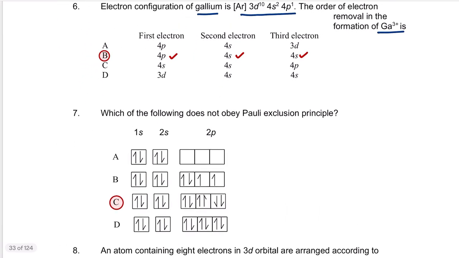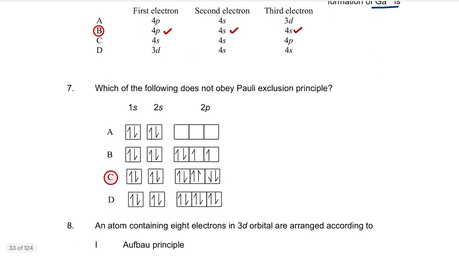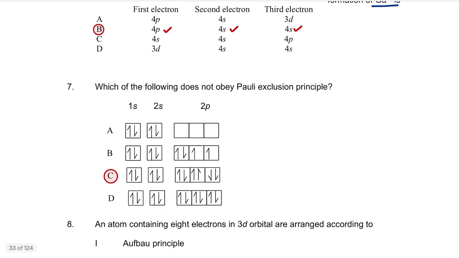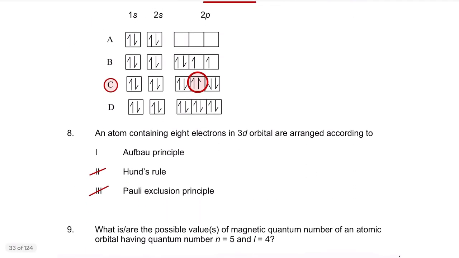Alright, next question. Which of the following does not obey Pauli's exclusion principle? So what do we have here? Pauli's exclusion principle says that no 2 electrons can have all 4 same quantum numbers. And since in option C, as you can see clearly, 2 electrons are spinning upwards, that does not obey Pauli's exclusion principle.